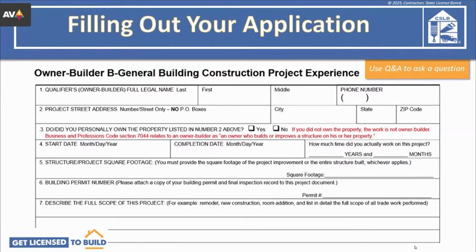A separate form is required for each project. The experience must be verifiable through building permits, final inspections, and other documentation. You will need to list the building permit number on line 6. On line 7, you will need to provide the scope of the project.